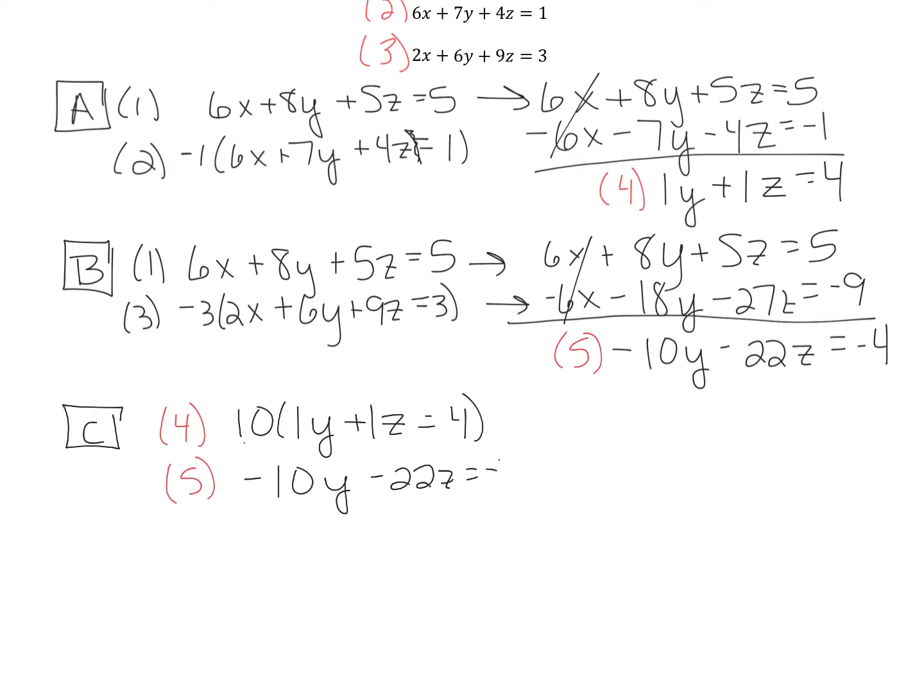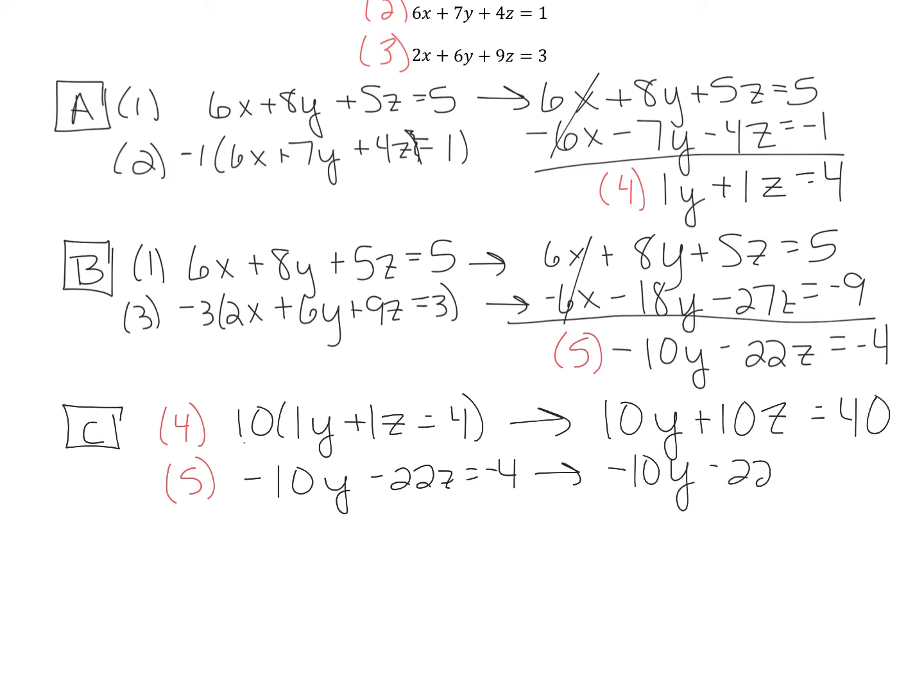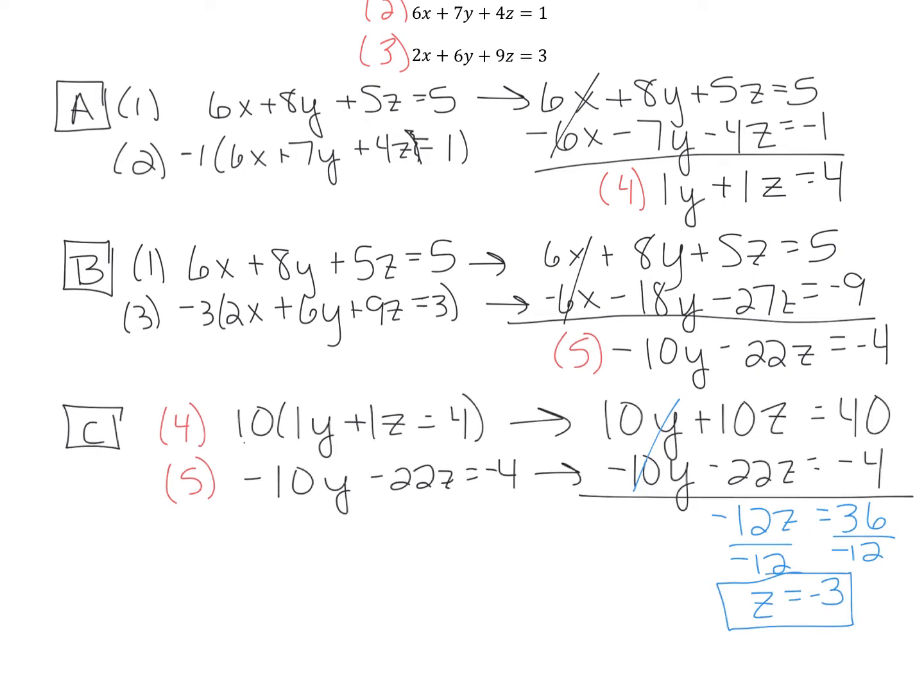Now, it is possible you have to multiply both equations by something like we did a couple lessons ago. It just hasn't come up yet. So 10y plus 10z equals 40, and -10y minus 22z equals -4. So adding these two together, I get -12z equals 36. So now I'm ready to solve for z, so I divide by -12. So z equals -3. And that's my first value.